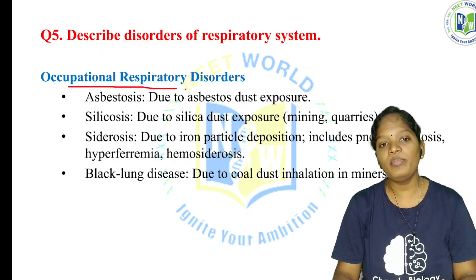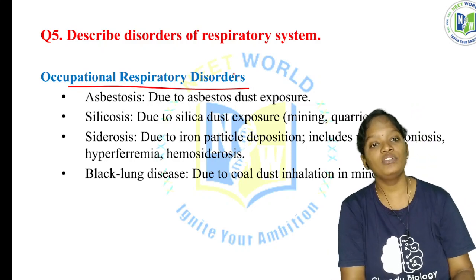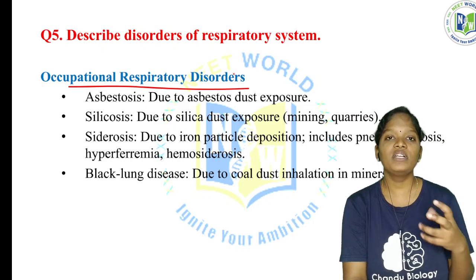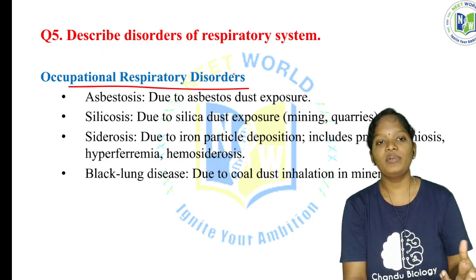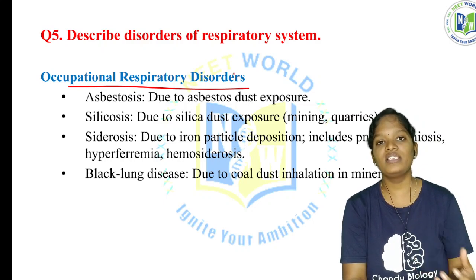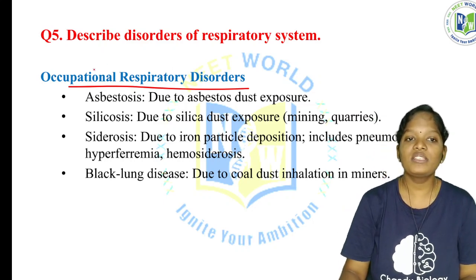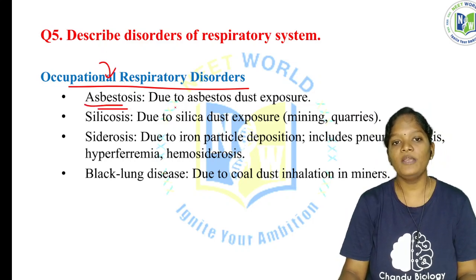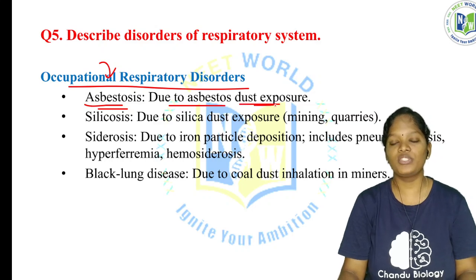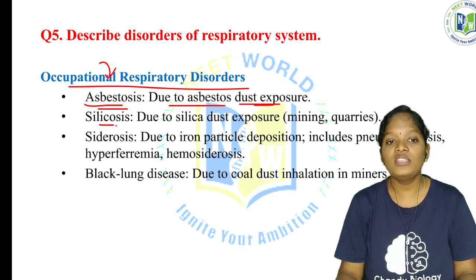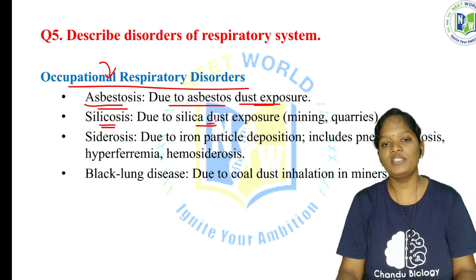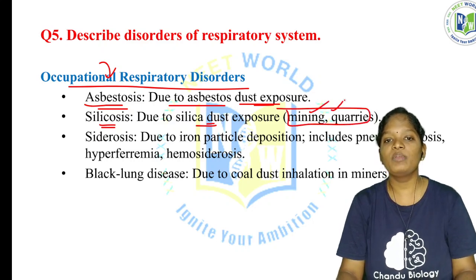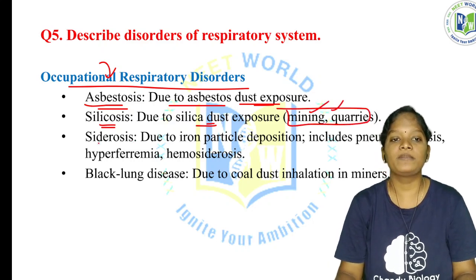And what are the occupational respiratory disorders? But before that, what is meant by occupational respiratory disorders? If a person is working in a hazardous area, such as factories rich in pollution, it is called an occupational respiratory disorder. Asbestosis is due to asbestos dust exposure, and the dust may affect the lungs. Silicosis is due to silica dust exposure. People who keep on being exposed to silica dust, in mining and quarries, will definitely experience silicosis.